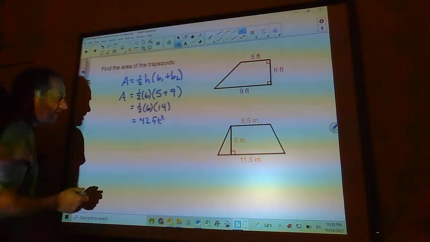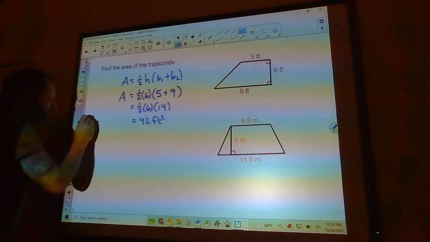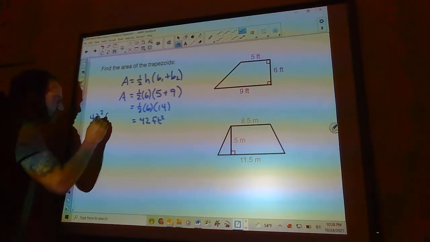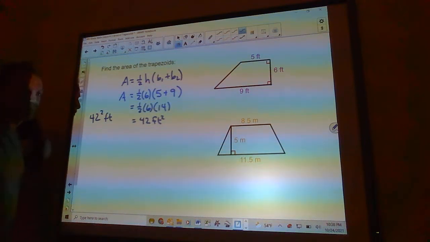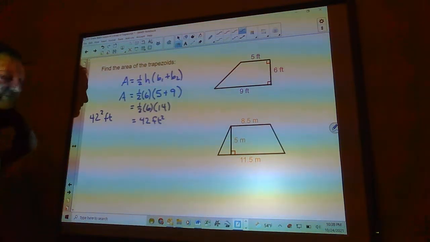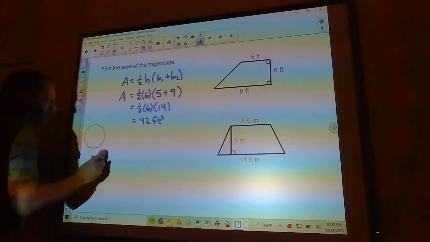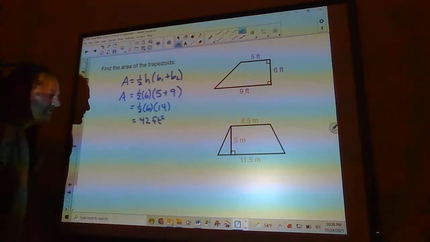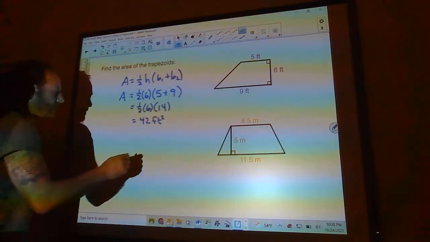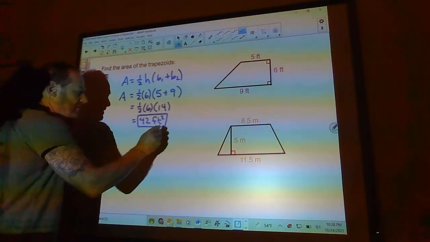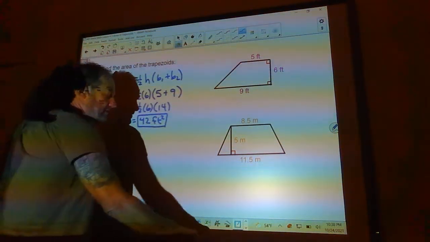Now I noticed on the triangles, a couple of you wrote 42 square feet like this, and that is absolutely wrong. So please don't do that. Okay, the units come first, and then the square. Okay, so there's that. So let's do the next one.